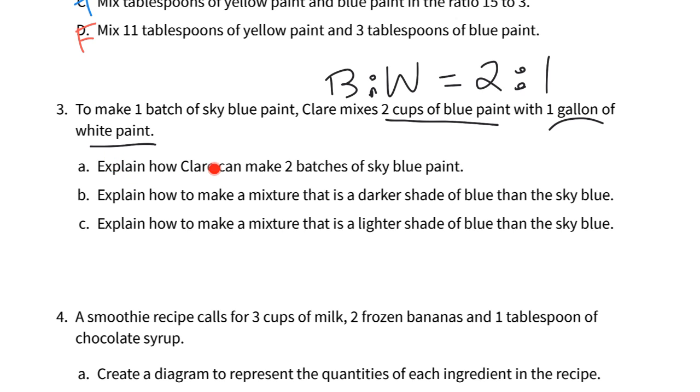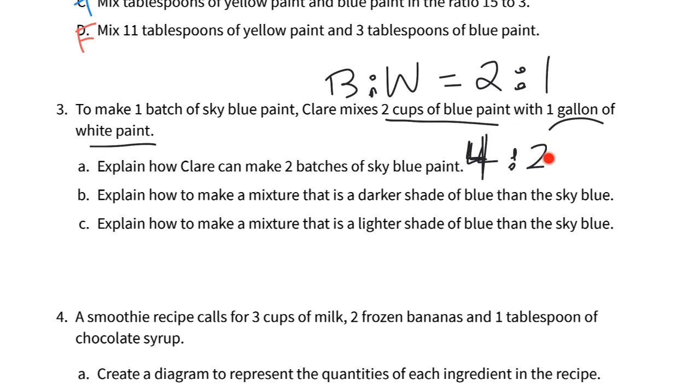So it says, explain how Claire can make 2 batches. Well, she's just going to double each of these. So she's going to end up with 4 to 2. But remember that 4 represents 4 cups, and that 2 represents 2 gallons. Explain how to make a mixture that is darker of blue, a darker shade of blue. Well, all she has to do is take the blue and bump it up to any number she wants.